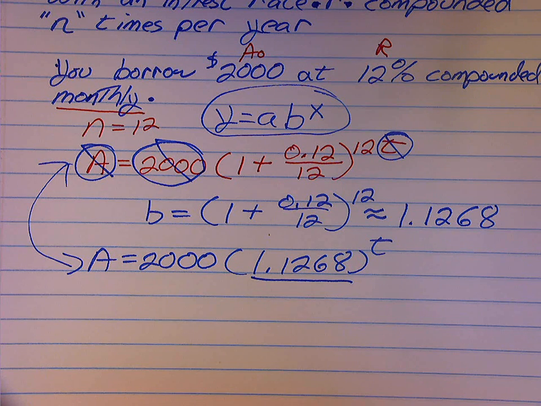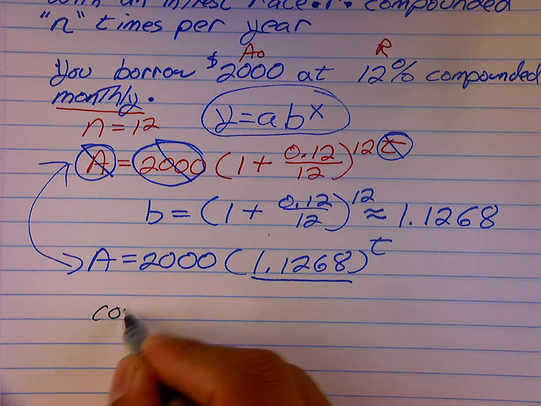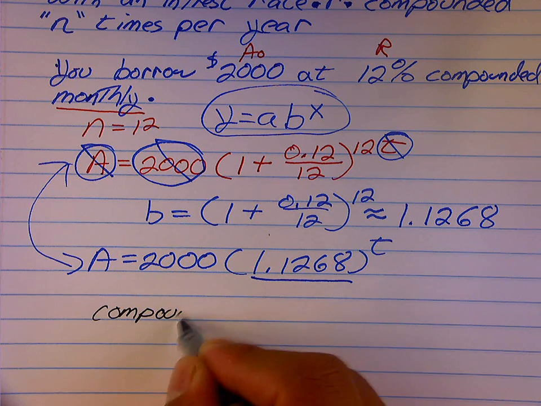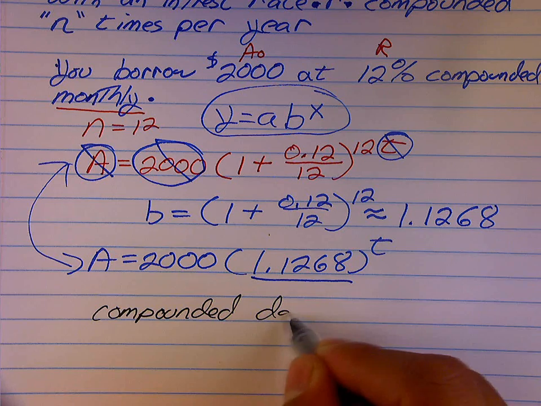Let's take a look at the same formula. Instead of talking about compounding it monthly, let's say you borrow that same $2,000. They tell you they're going to charge you the same 12%, but this time they tell you they're going to compound your interest daily. So same loan, $2,000. Same stated interest rate of 12%. But just a little changing of words to compounded daily.